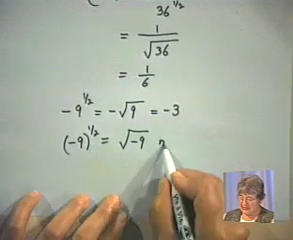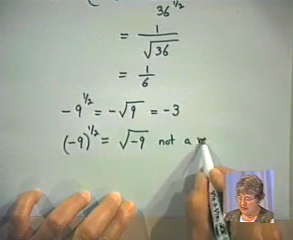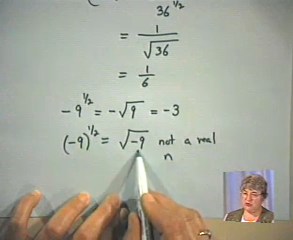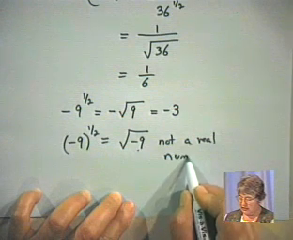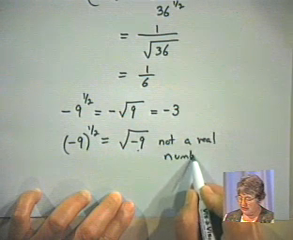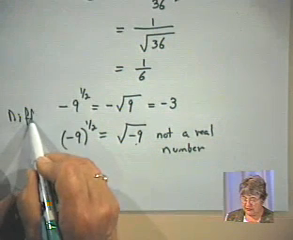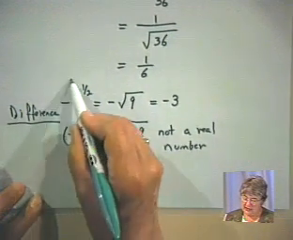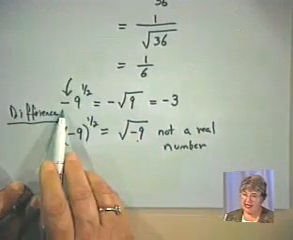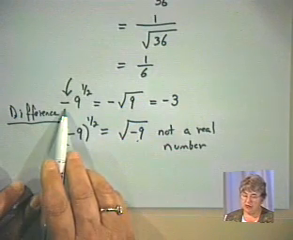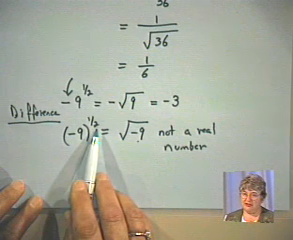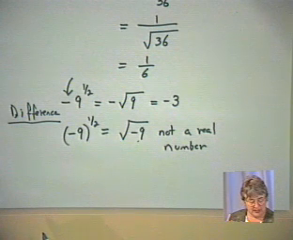Okay, and this isn't a real number. And so we can't say negative 9 to the 1/2 is the square root of negative 9 because it's not a real number. But the main thing I wanted to point out is the difference between these two. Here the negative sign is in front of the number, here it's inside the quantity which is raised to the power. So be careful with that.